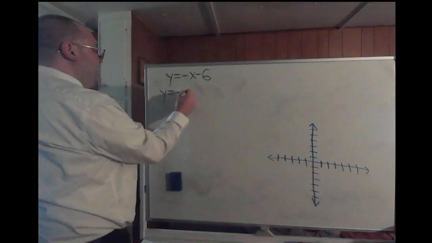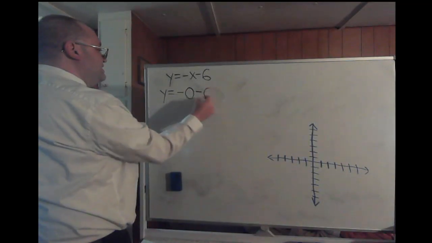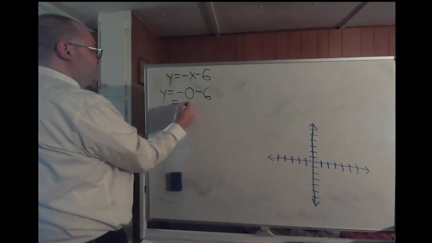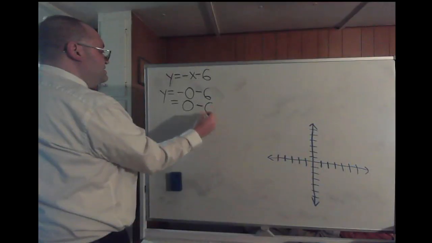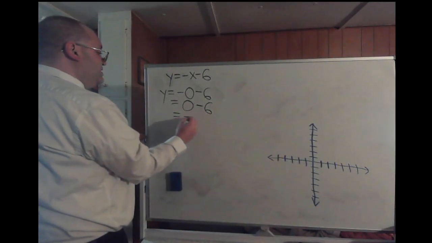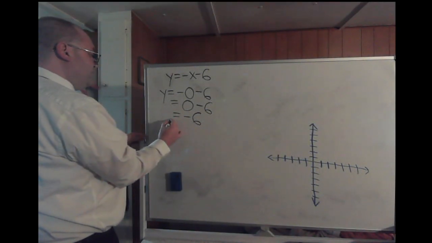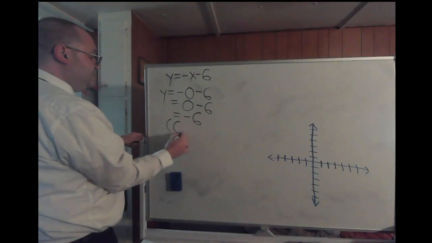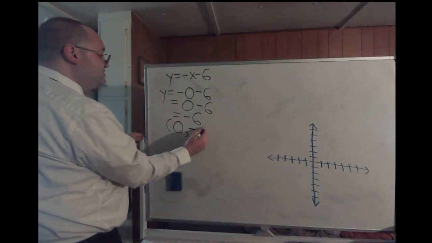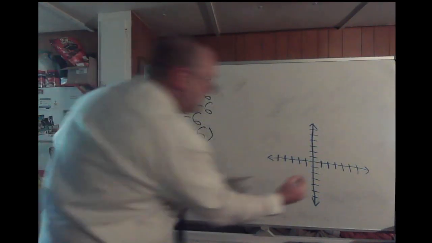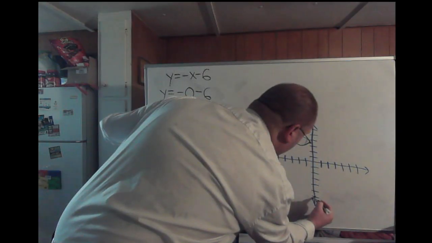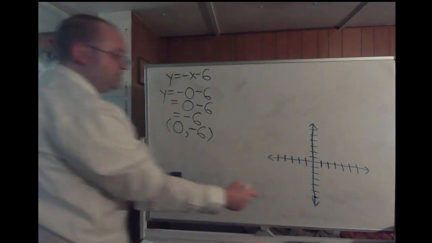So you'd have negative 0 minus 6. Well, negative 0 is equal to 0, and 0 minus 6 is just equal to negative 6. So when x is equal to 0, y equals negative 6. So we can plot that point down here. There's (0, -6) plotted.